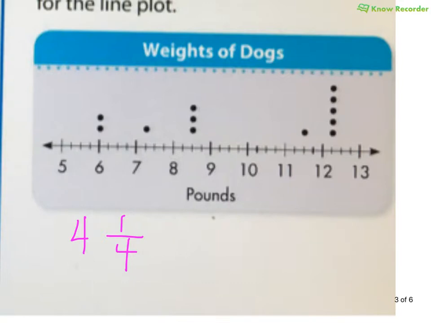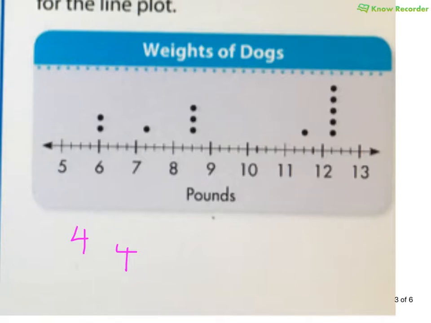So now I know my interval. The distance between each jump is a quarter. I know the range is from 6 to 12 1/4, and I know the value of my range is 6 1/4, because 12 1/4 minus 6 is 6 1/4. And then you plot away like normal. You just find the values. Then they can ask you tons of questions about it.